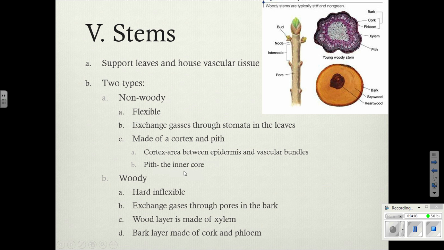The pith is the inner core, and that's surrounded by the cortex, which is just the area sitting between that outer layer and those vascular bundles. And then a woody stem, just like it sounds, it's wood. So it's hard, it's inflexible. Sometimes they don't even have leaves, so they have to actually get the gases through pores in the bark of the tree. And that wood layer is going to be mostly xylem, and then the outer bark layer is going to be cork, which are the dead cells, and then your phloem, which is sugar.